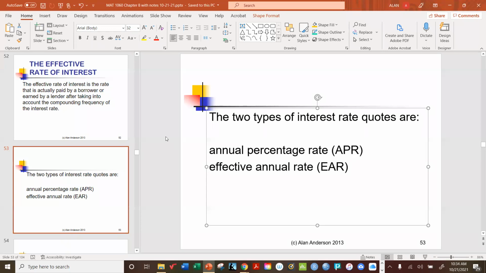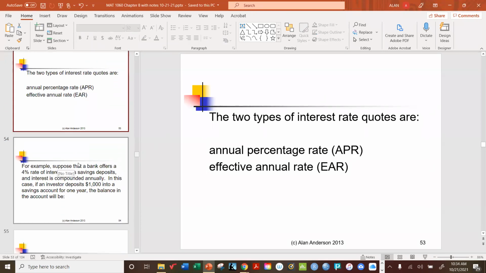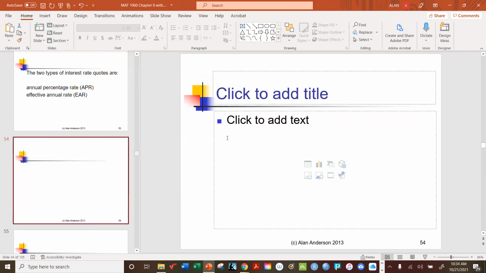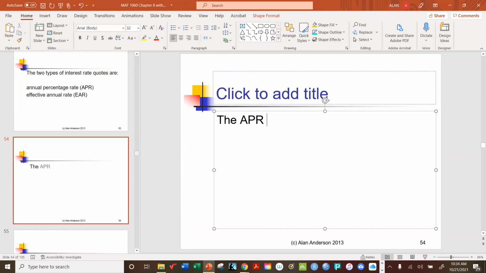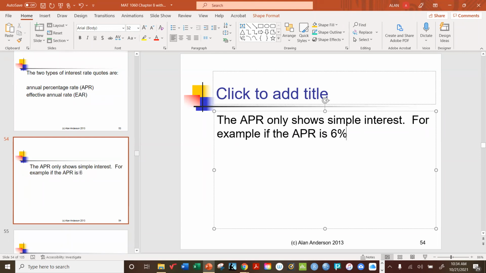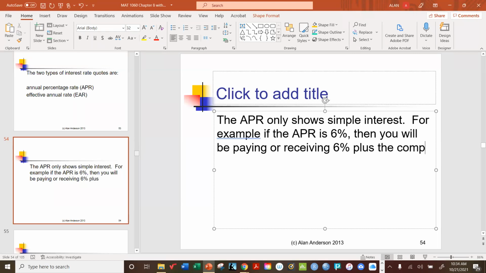All right. So what's the difference between the two? Well, the key difference is this. With the APR, it only shows simple interest. All right. So in other words, for example, if the APR is 6%, then you will be paying or receiving, depending on whether you're borrowing or lending, 6% plus the compound interest. So in other words, the 6% is just the starting point.